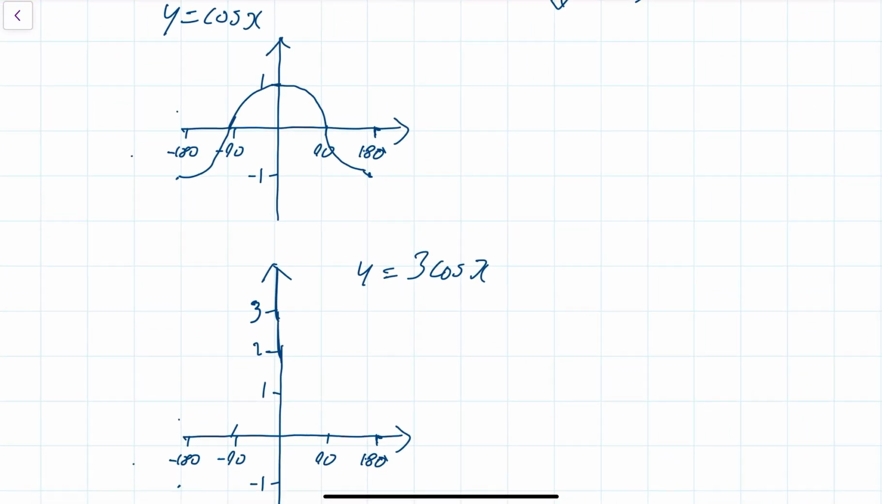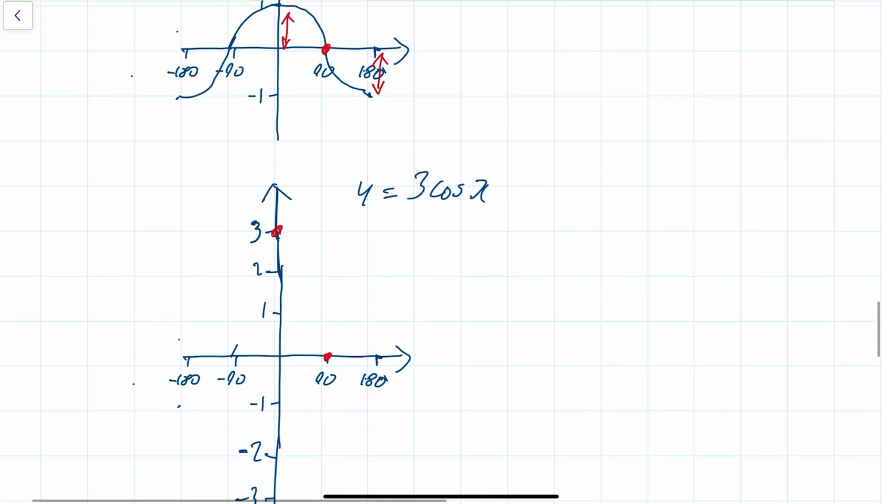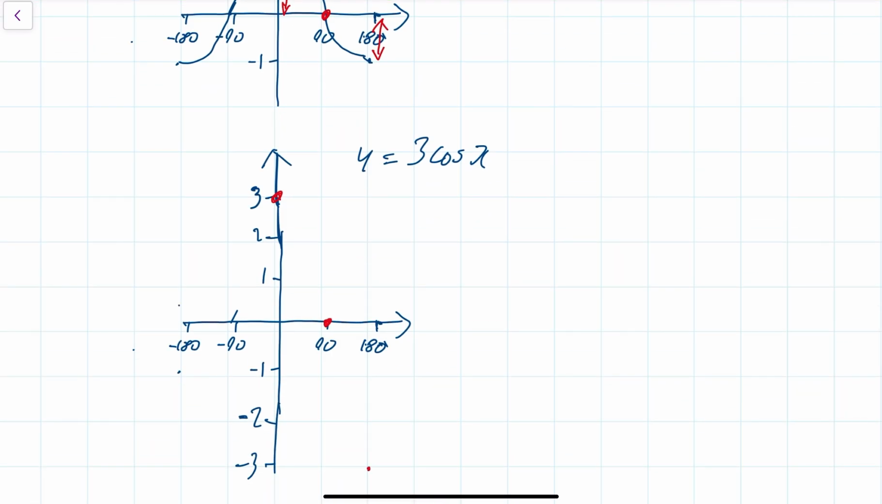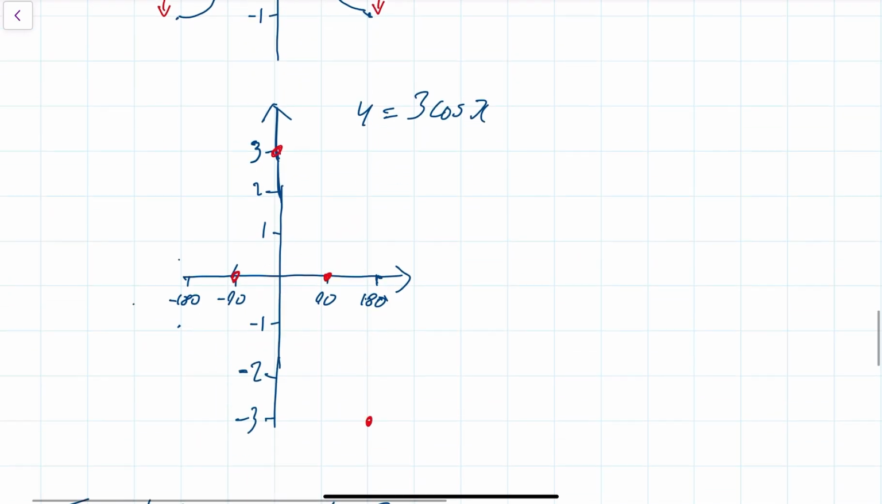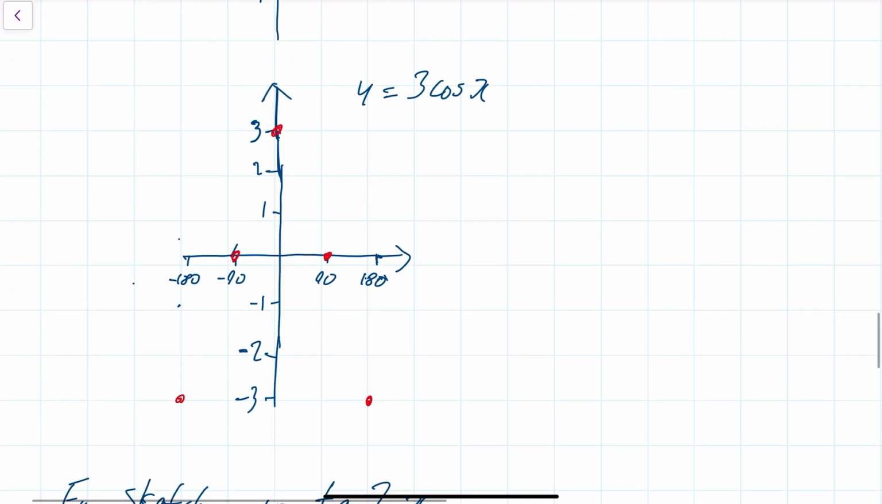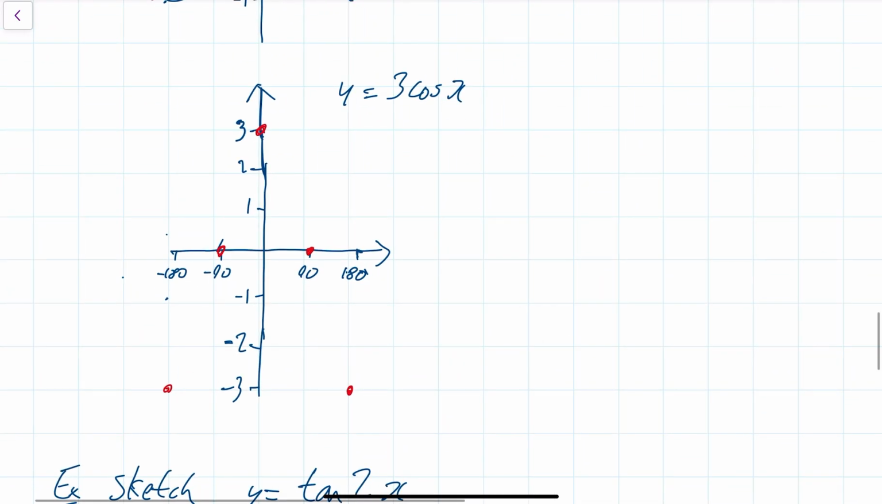So this is a wee bit different here. At 0, I'm 1 unit away. 3 times 1 takes me to 3 away from my x-axis. This point here is on my x-axis, so it stays on the x-axis. This point here is 1 below, so it now goes down to 3 below. This point is on my x-axis, stays on the x-axis. This point is 1 below, now goes down to 3 below. And then link that up.